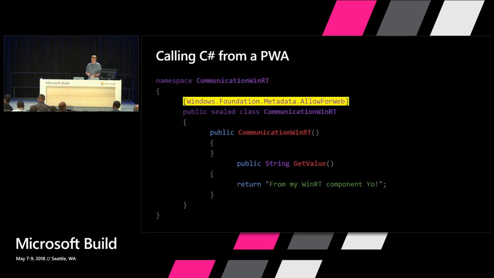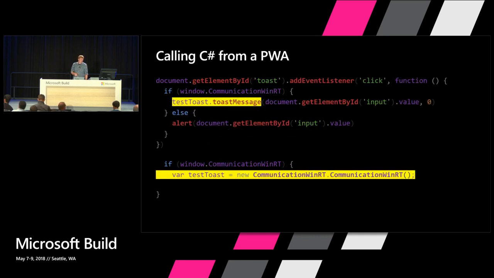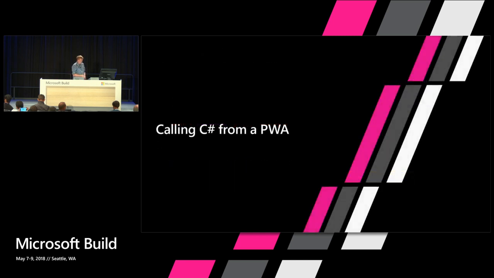So when you're writing your C#, you basically add some metadata to that object that tells us we can expose that to the web. That's the metadata, allow for web. And then inside of your C# object, you are going to expose a class name. Whenever you're calling that from JavaScript, you'll actually call the class name of your C# object.